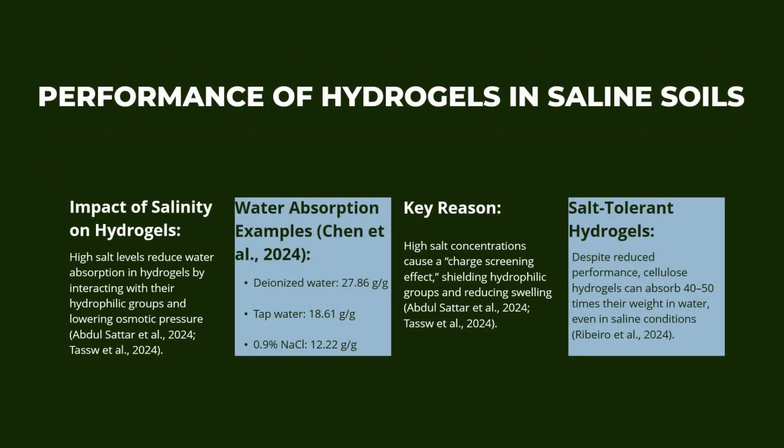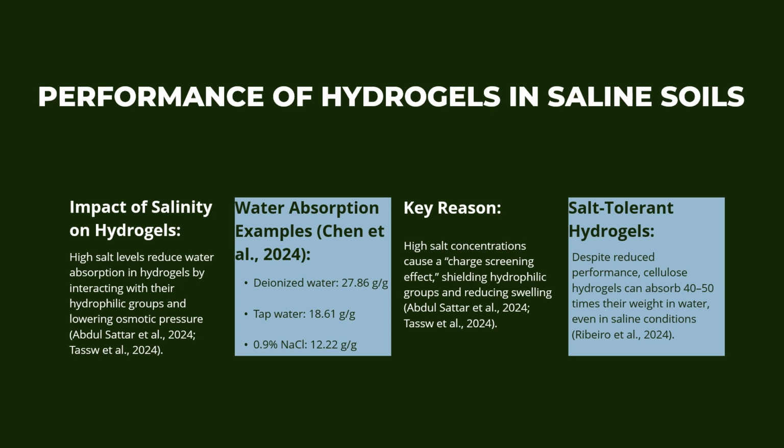As many countries face the problem of high soil salinity, knowing the performance of hydrogels in saline soil becomes very important. So, what is the impact of salinity on hydrogels? The studies found that high salt levels reduce water absorption in hydrogels. And there was a recent study done by Shen in 2024.